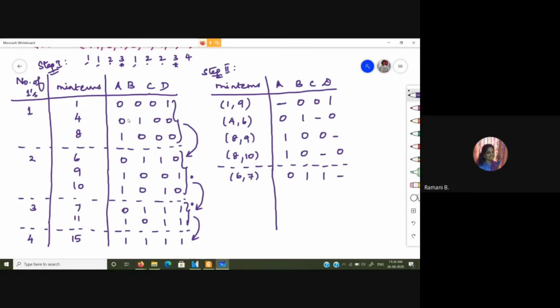Comparing 6 with 11, except for c, all the three variables change. So we won't write that. Next, comparing 9 with 7. So 9 with 7 also, except for d, all the three change. So we compare 9 with 11. So 9 with 11, we have only a change in the c variable. So 9 comma 11, so 1 0 dash 1.